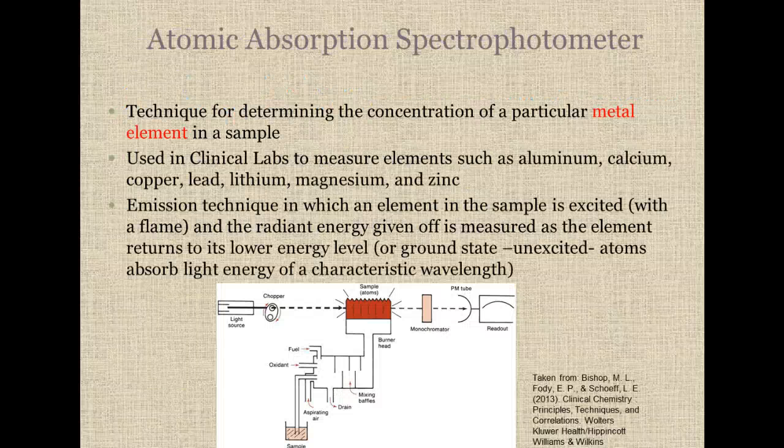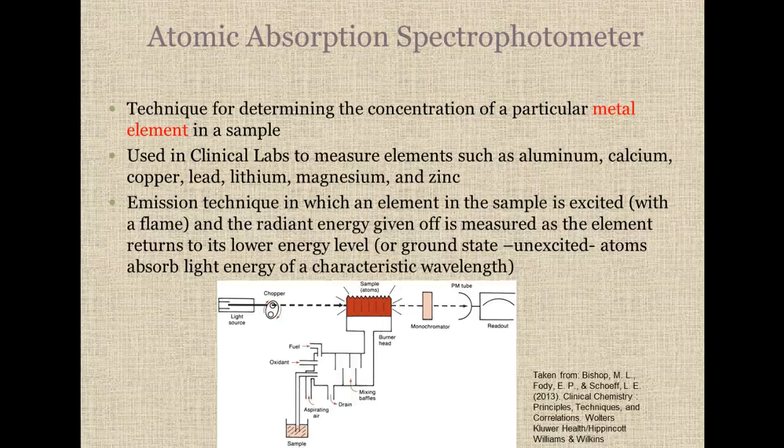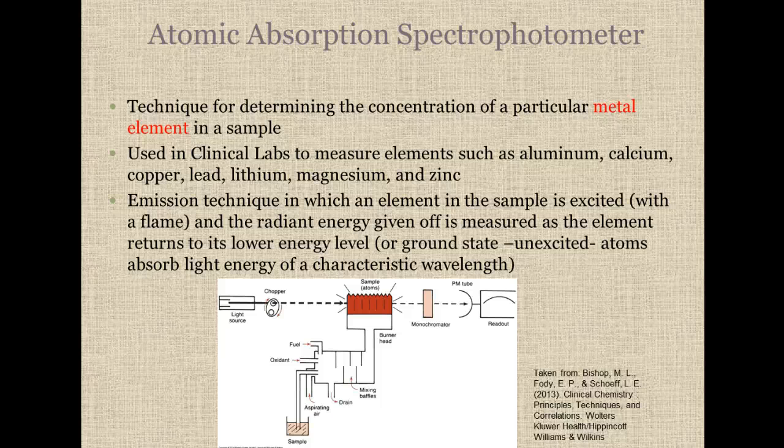We do have different types of spectrophotometers. First one is an atomic absorption spectrophotometer. This is a technique for determining the concentration of a particular metal element in a sample. It's used in clinical labs to measure elements such as aluminum, calcium, copper, lead, lithium, magnesium, and zinc.